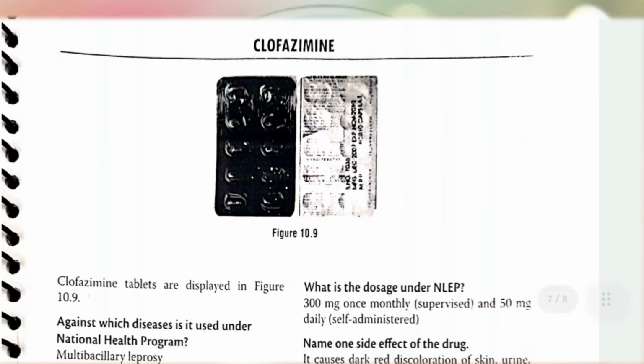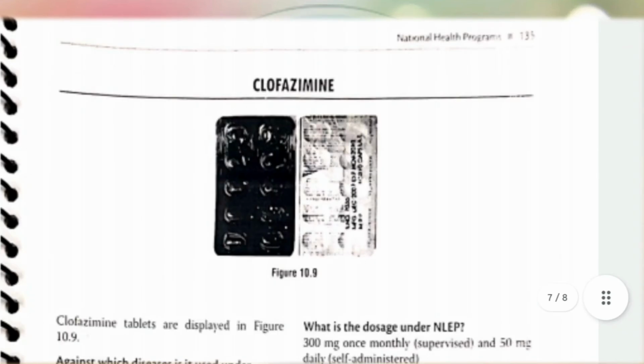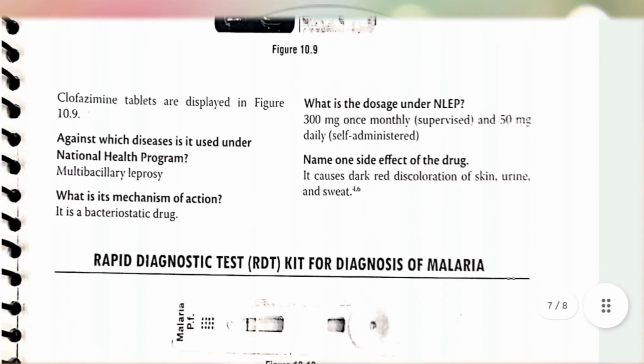Another drug, clofazimine, against which disease? Okay, against which disease it is used? So it is used in multibacillary leprosy. Mechanism is bacteriostatic. Dose is 300 milligram once monthly as supervised and 50 milligram daily self-administered. Name one side effect of the drug. So it causes dark red coloration of the skin, urine and the sweat.